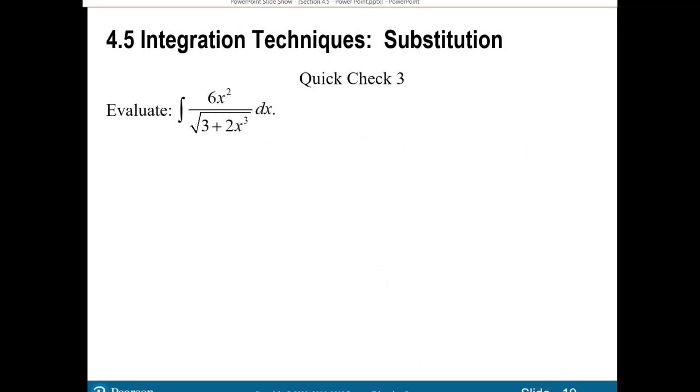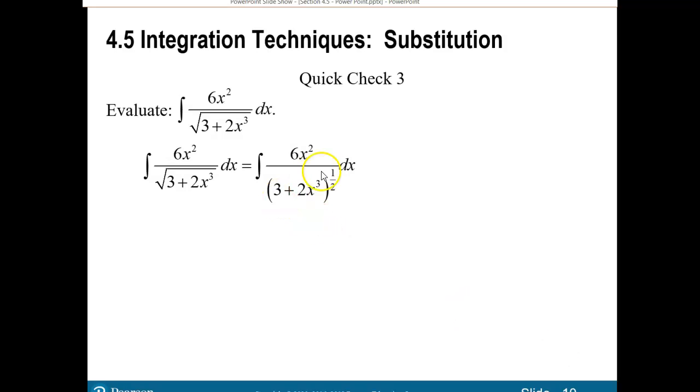All right, so how about this one? The integral of 6x squared divided by the square root of 3 plus 2x cubed dx. Okay, so if I look at this denominator, what's underneath here, derivative of 3 is 0. This derivative would be 6x squared, which sits right up here. So my choice for u is going to be this whole expression that's sitting underneath this radical.